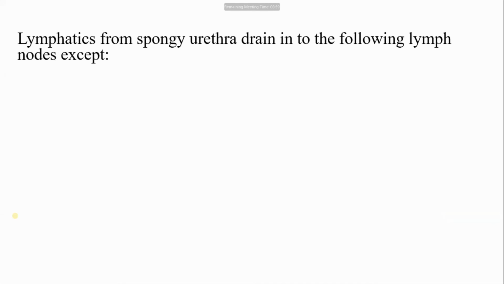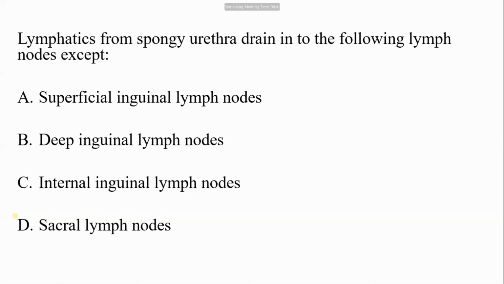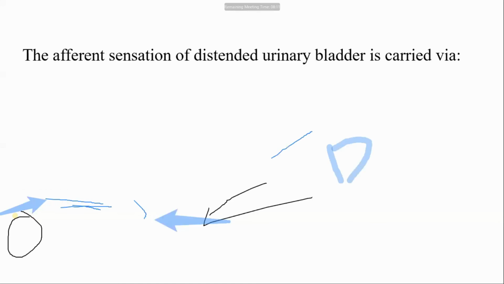Lymphatics from the spongy urethra drain into the following lymph nodes. This was asked recently, when you gave the first exam, the second one was this. Superficial inguinal group of lymph nodes, deep inguinal group of lymph nodes, internal inguinal group of lymph nodes, sacral group of lymph nodes. Read the question carefully. Lymphatics from the spongy urethra drain into the following lymph nodes except, which one is correct? A, B, C or D? D, right? Sacral. It drains into A, B, C, all, except the sacral group of lymph nodes.